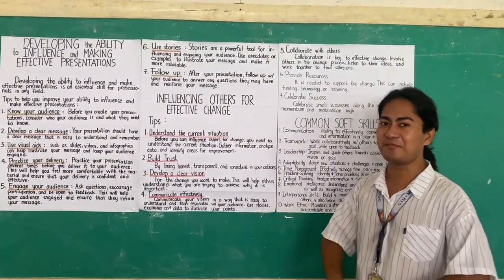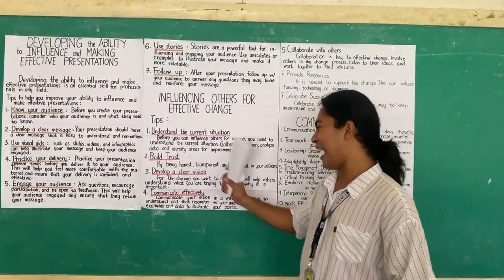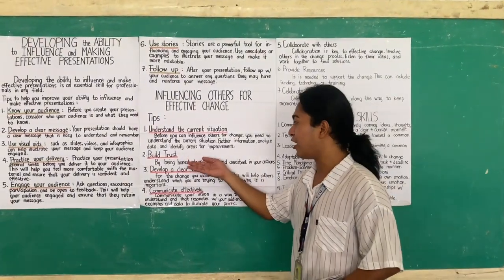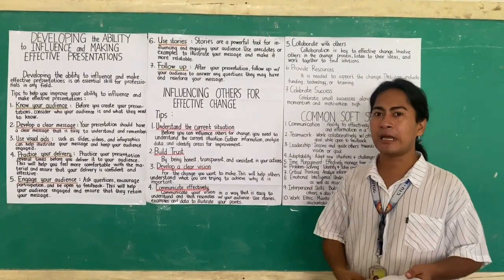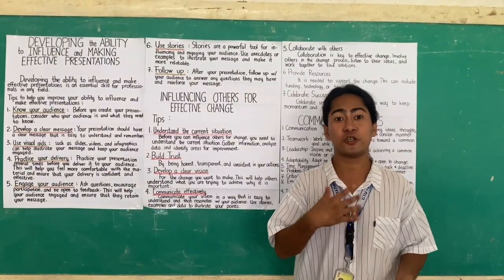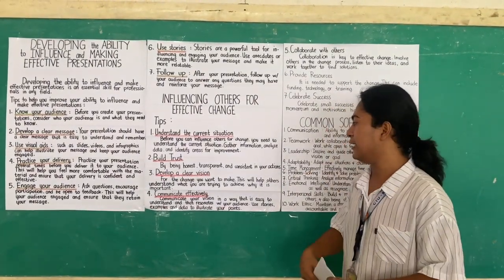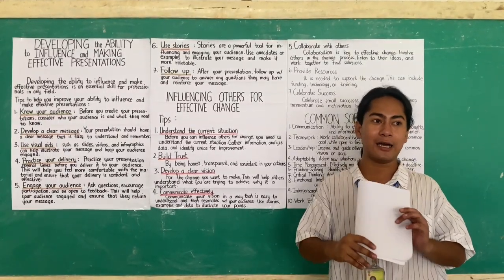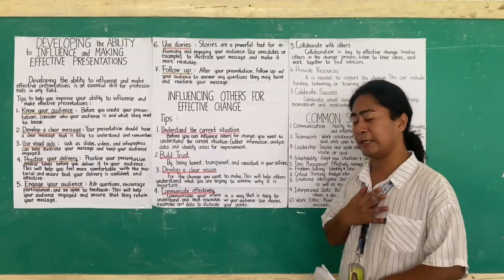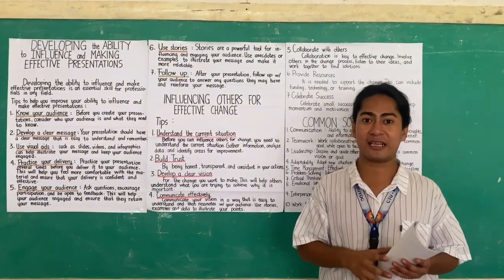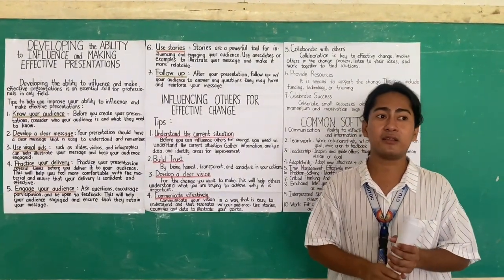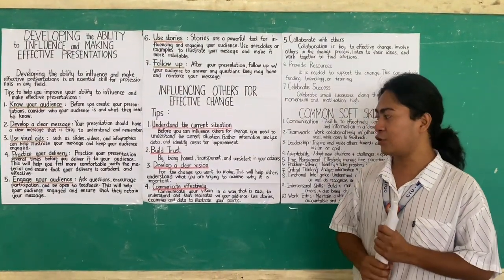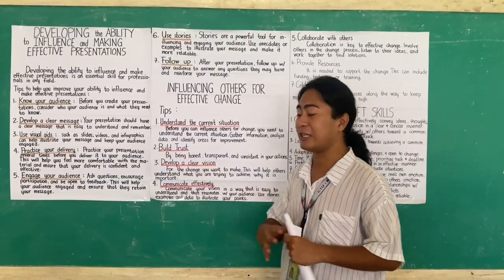The next one is build trust, by being honest, transparent, and consistent in your actions. So building trust can give people trust in you, and you must be consistent in your actions. As a person, you have to be really careful in your actions because sometimes our actions cannot be understood by others, right?